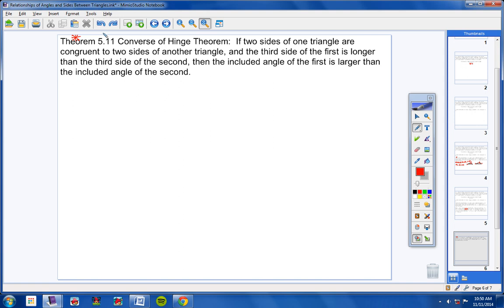If two sides of one triangle are congruent to two sides of another, and the third side of the first is longer than the third side of the second, then the included angle of the first is larger than the included angle of the second. So it's the converse of the other theorem. The other theorem said if the angle was bigger then the side was bigger. This one says if the side is bigger then the angle is bigger. So just the converse. No big deal. Okay, I'll give you a couple more seconds. Copy this down. Please be neat, but please work quickly.